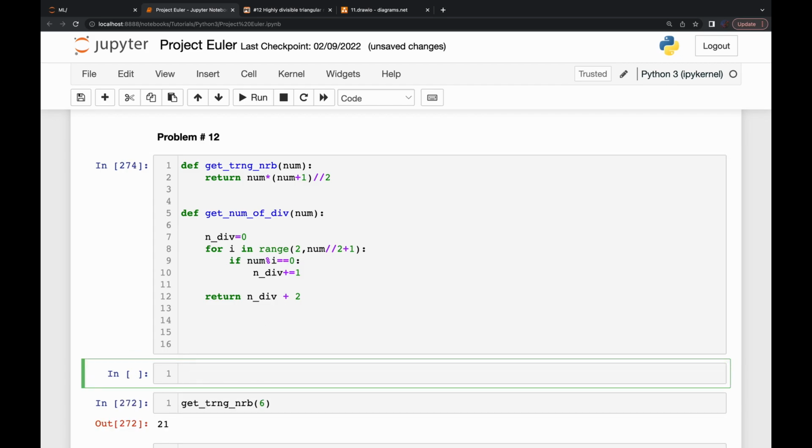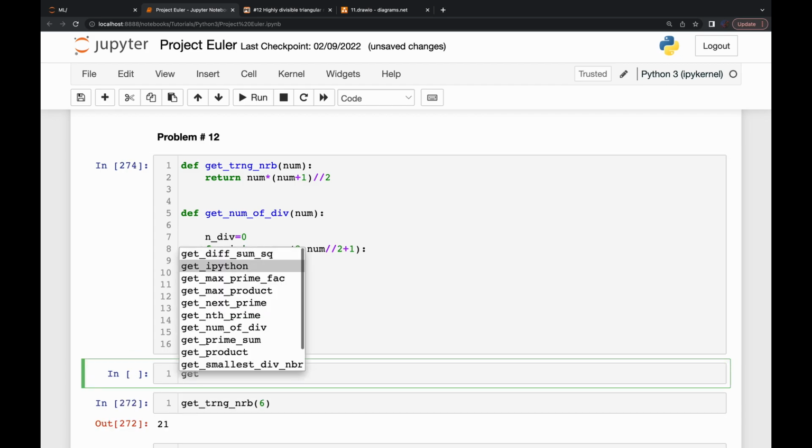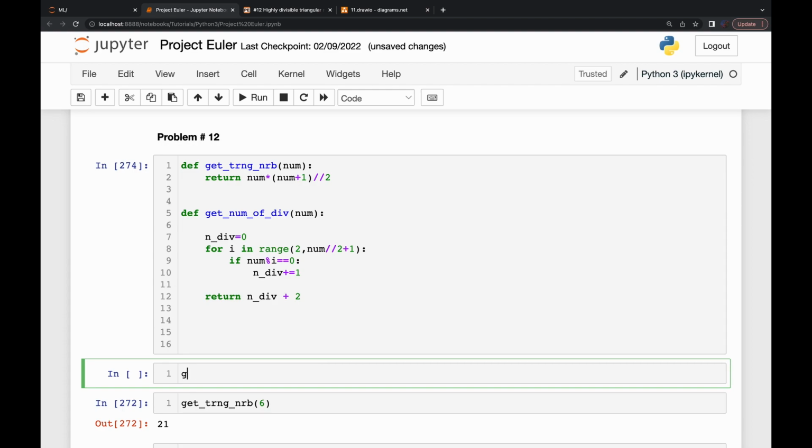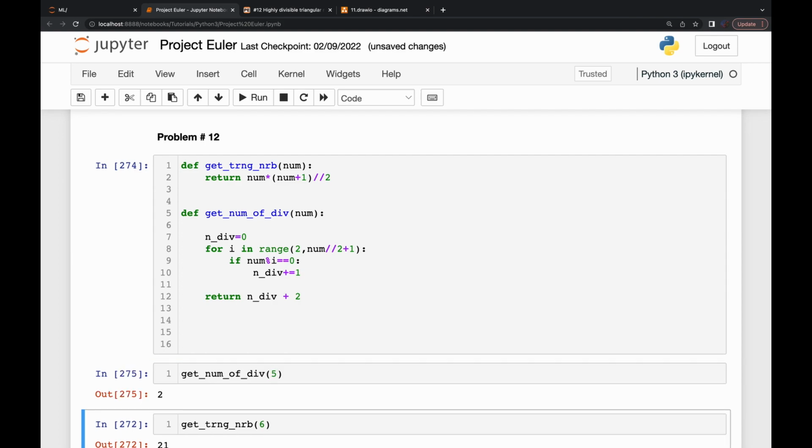So let's check the number of divisors. Get number of divisor, I'll just try with 5. 5 gives 2 because there is no other divisor. 5 is a prime number, so it has only 1 and 5. If you give 6, that becomes 4 because it has 2 and 3 plus 1 and 6. For 9 it becomes 3 because it has 1, 9 and 3. So it looks like that is working.